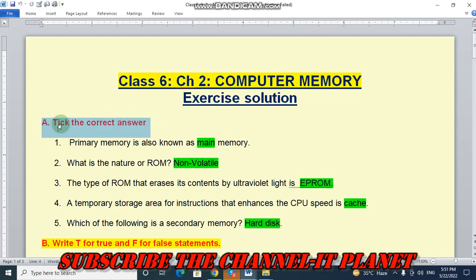In that first question, tick the correct answer. In this video we are going to see class 6 chapter number 2, computer memory exercise solution. Primary memory is also known as main memory. The nature of ROM is non-volatile. The type of ROM that erases its contents by ultraviolet light is EPROM. A temporary storage area for instructions that enhances the CPU speed is cache memory. The secondary memory is hard disk. So these are the answers of tick the correct answer.